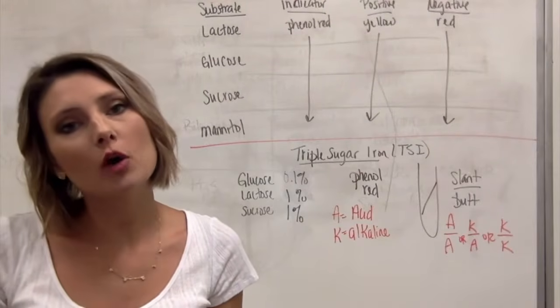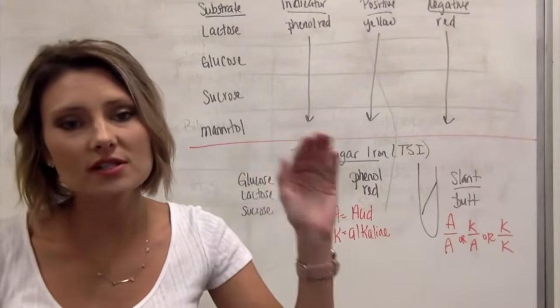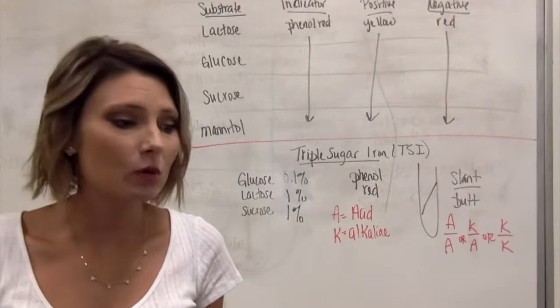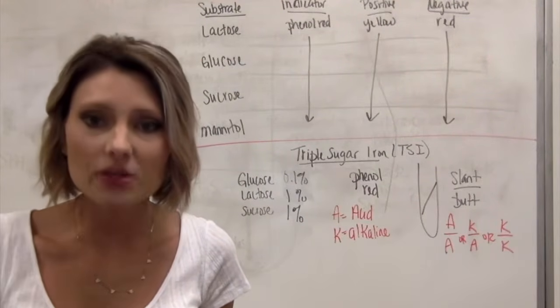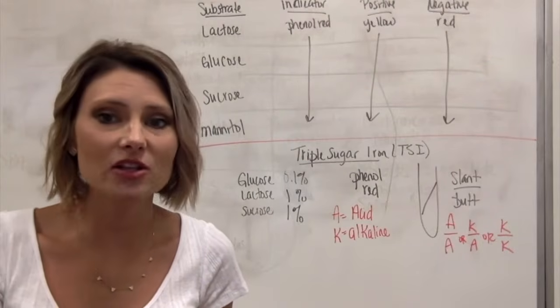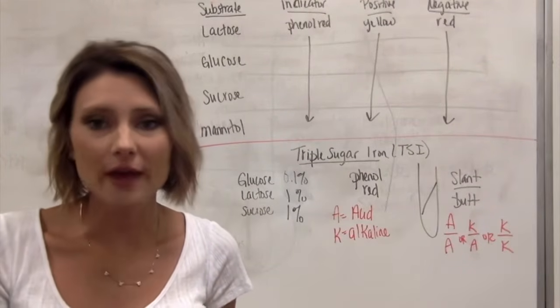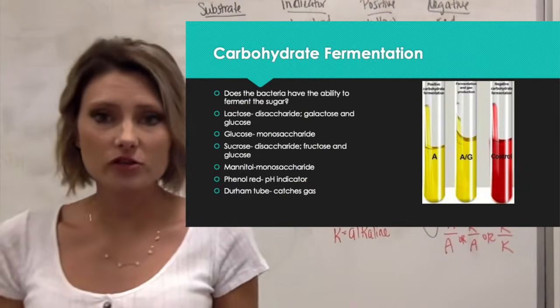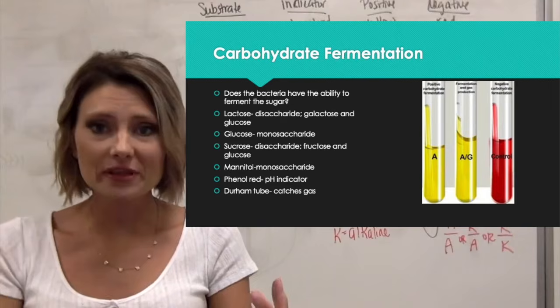So I'm going to go over the carbohydrate fermentation first. Then we're going to go over the triple sugar iron, which is the TSI. Then I'm going to show you how to inoculate those. And then we are going to go over the results because I actually have some that are ready to be read. So starting out, let's talk about the title of this exercise, carbohydrate fermentation.